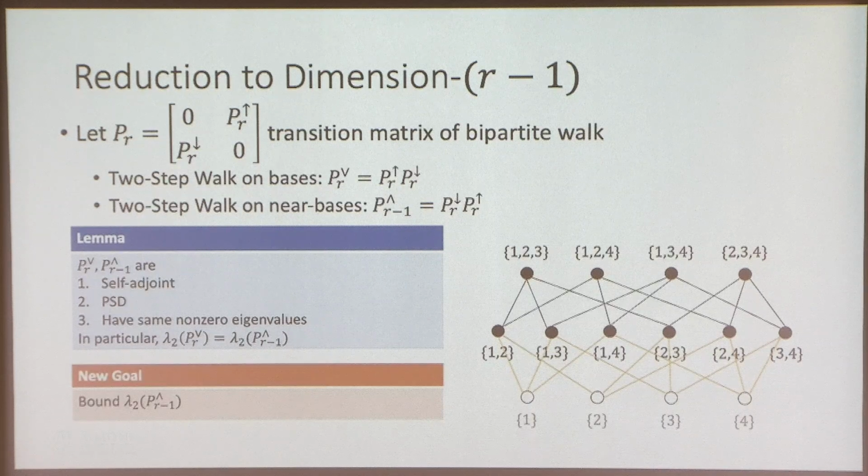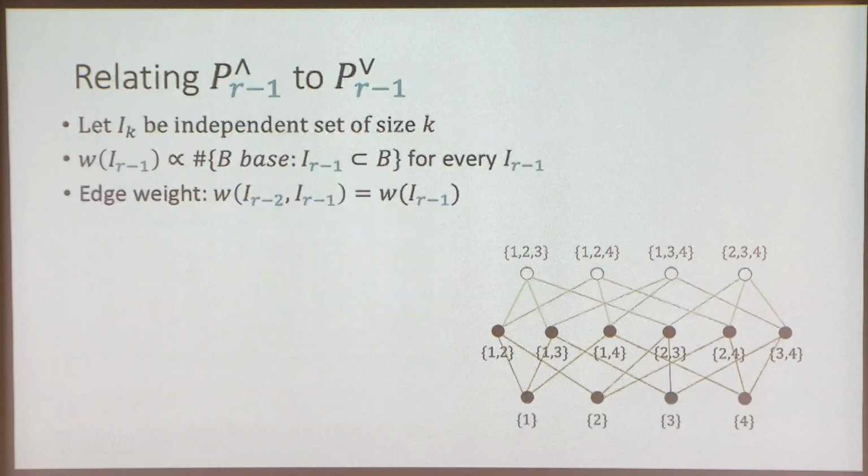And so if we wanted to bound the second largest eigenvalue of the transition probability matrix that we're interested in, it suffices to bound the second largest eigenvalue of the random walk defined on near bases. So let's go down dimension once more. Originally we had this bipartite graph between near bases and bases. But we could have done the same construction between size rank -2 independent sets and size rank -1 independent sets.